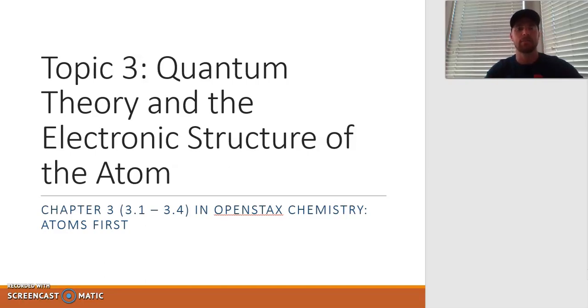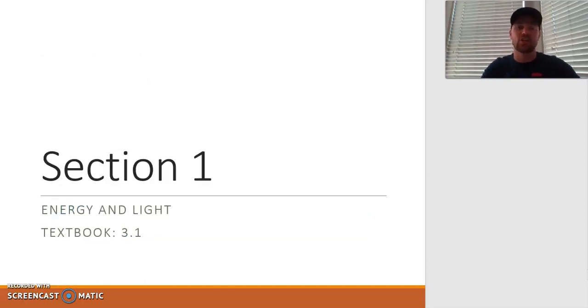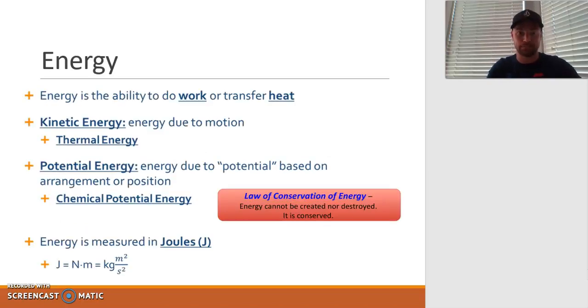What we cover in Topic 3 is considered to be the current view of the atom. And as you can probably guess, it's weird. So with that being said, let's get started with Section 1, which talks generally about energy and light. So first let's talk about energy. The actual definition of energy is the ability to do work or transfer heat.